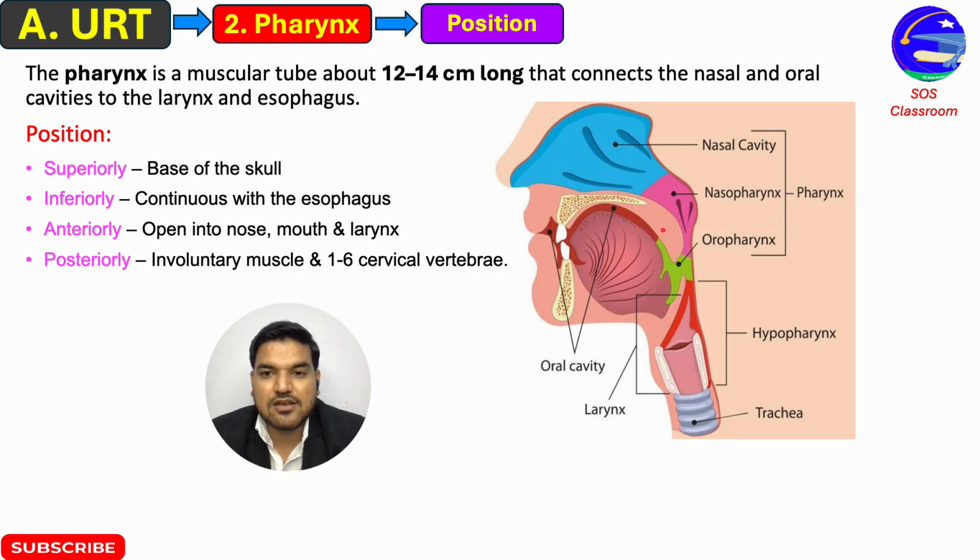Anteriorly it's not closed, it's open into the nasal cavity, the nasopharynx, open into the oral cavity, and open into the laryngopharynx, in the larynx. Posteriorly, it's closed by involuntary muscles, and the first to sixth cervical vertebrae are present behind the pharynx. So the position of the pharynx extends from the first cervical vertebra to the sixth cervical vertebra.